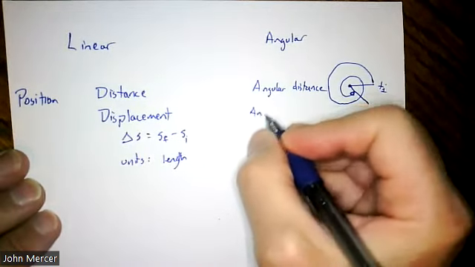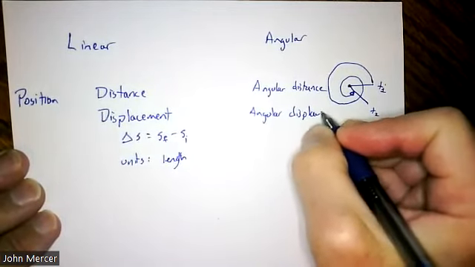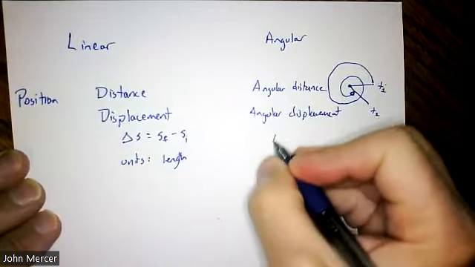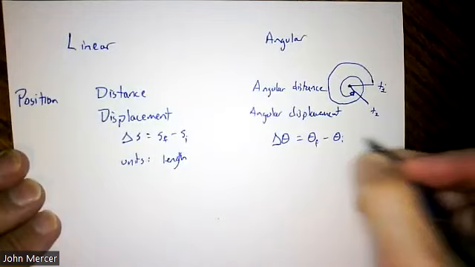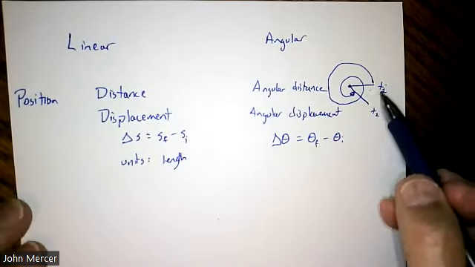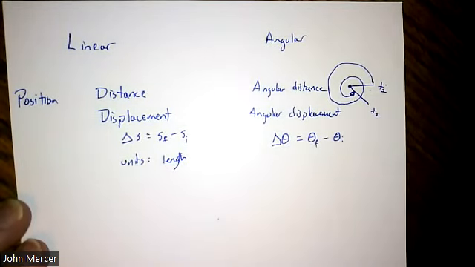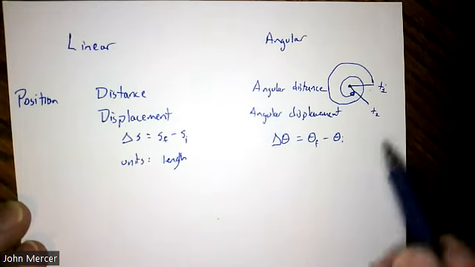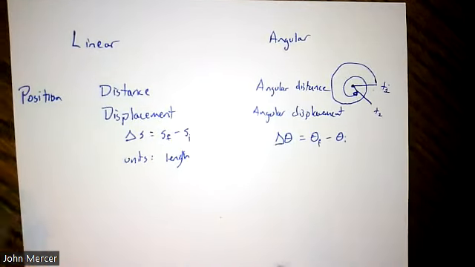And then we have angular displacement, which we'll use delta theta equals final position minus initial position. We are looking for the change, like the straight line distance, just the quick change in position of the object that's rotating, and we're not going over one rotation. So angular displacement will always be less than 360 degrees.